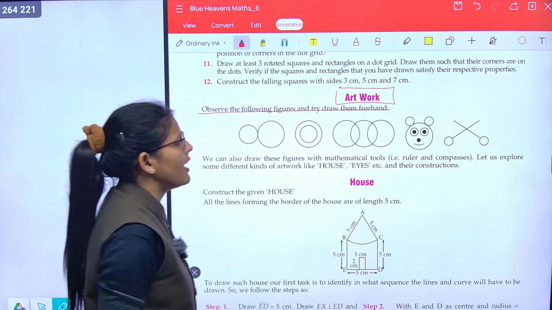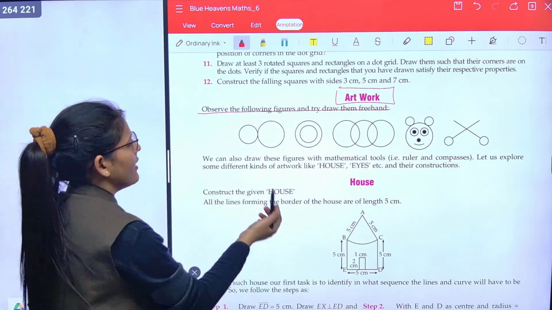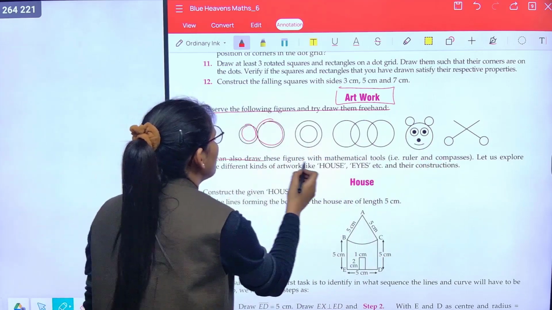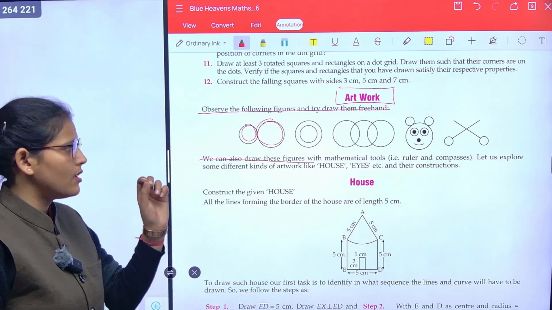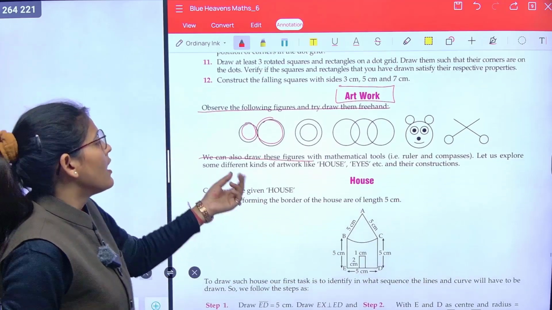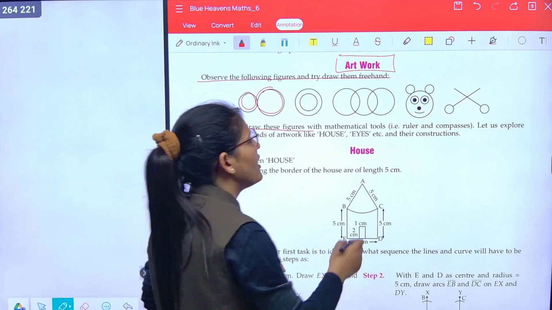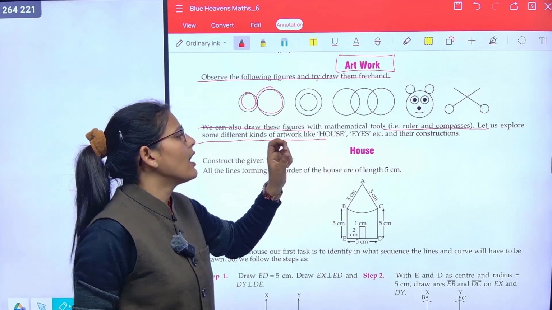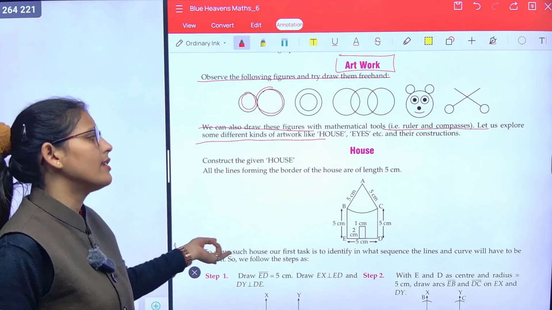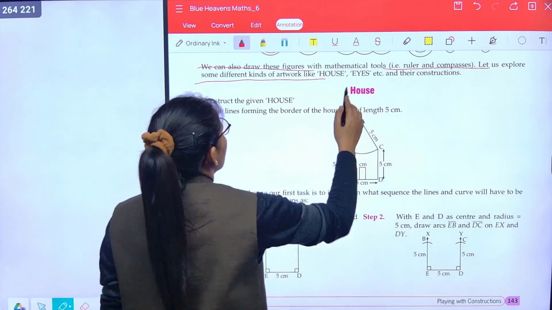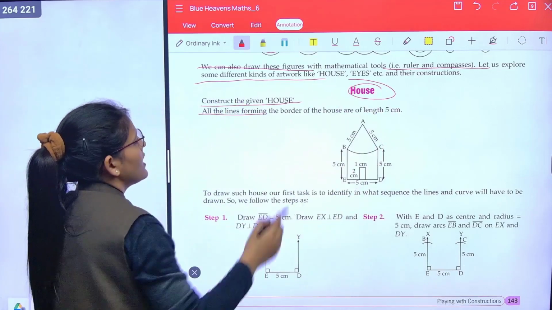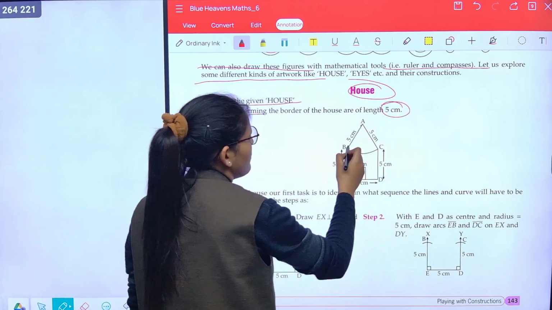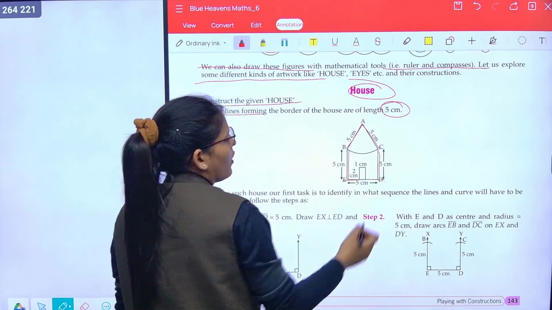Observe the following figures and try to draw them freehand. Now class, understand, we can also draw these figures with mathematical tools. With the help of mathematical tools we can do it, that is ruler and compass. Let us explore some different kinds of artwork like house, eyes and etc. and their construction. Now class, house: construct the given house. All the lines forming the border of the house are of length 5 centimeter. Plus this is also 5, this also 5, all are 5 centimeter.